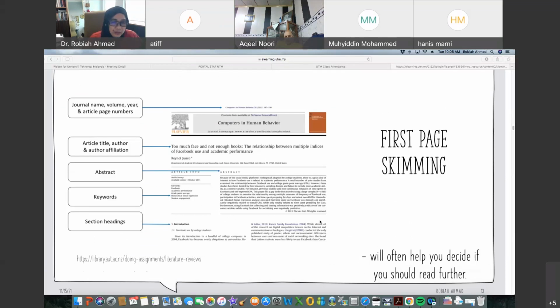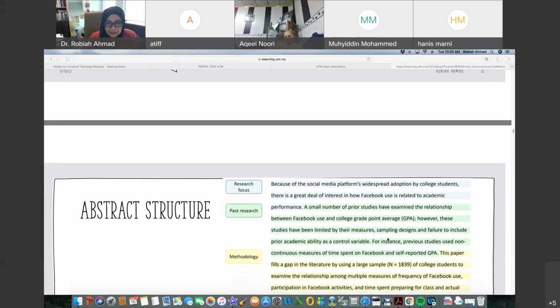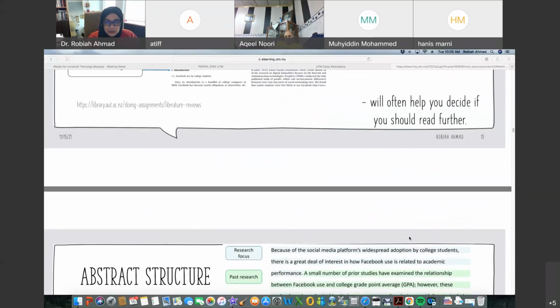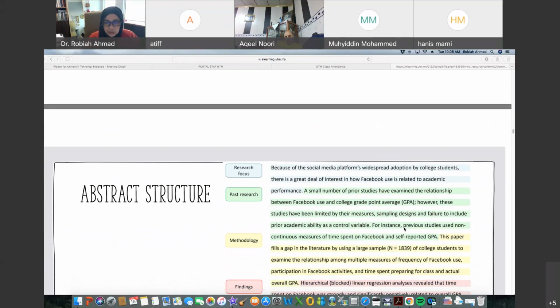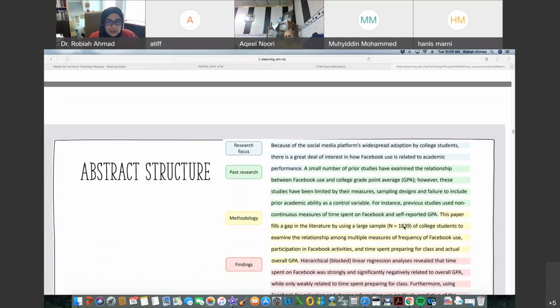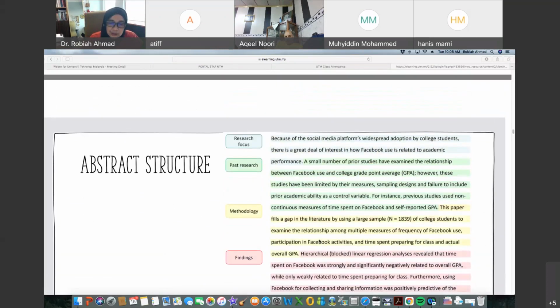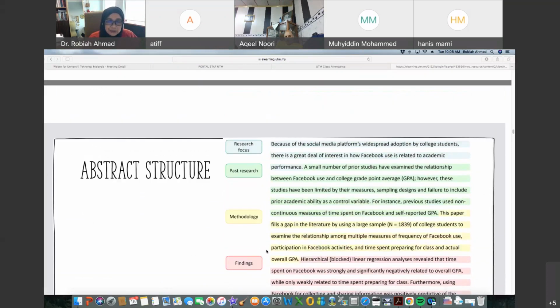So this is the abstract. Let us look at how to find information in this abstract, because earlier I said that by reading the abstract you get some idea what the paper is all about, what the research is all about. The author here shared with us different colors so that we can get some ideas on the abstract itself.